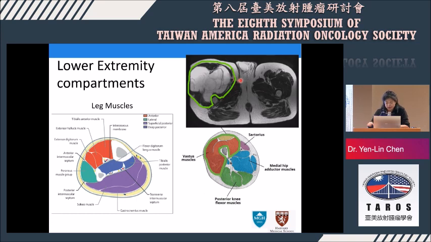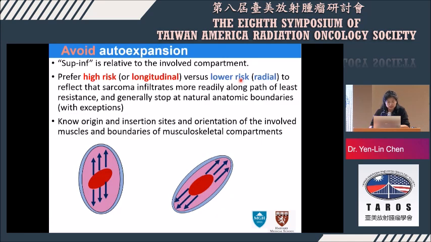All right. So this just shows you why it doesn't make sense to do auto expansion. If you have a tumor in a muscle going in this direction and you're auto expanding XYZ, you end up over-treating this area, under-treating the high-risk longitudinal spread. And so I really don't use the words sup and inf. I use high risk versus low risk, or longitudinal versus radial, to reflect that sarcoma infiltrates more readily along the path of least resistance and generally stops at these natural anatomic boundaries.